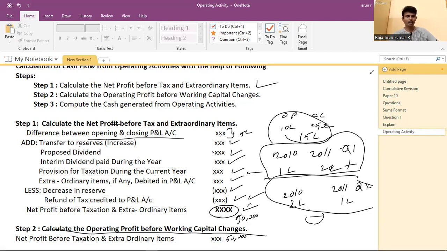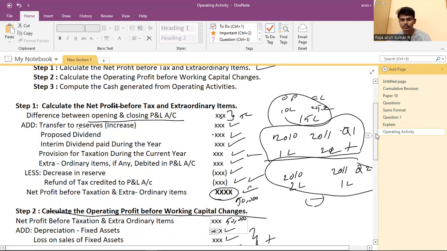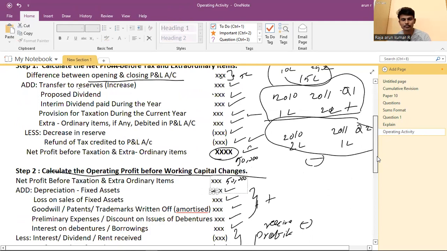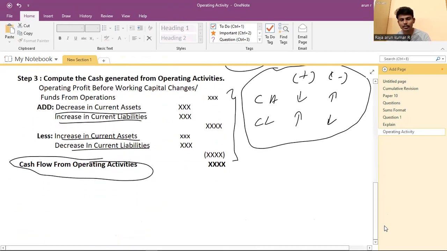Okay, and extraordinary items, any other thing, will be added to the net profit, the difference of opening and closing balance. These are the 3 steps. I will explain in a simple way. You just note down these steps if you want. Okay, I conclude this class today, and we continue with the next classes.